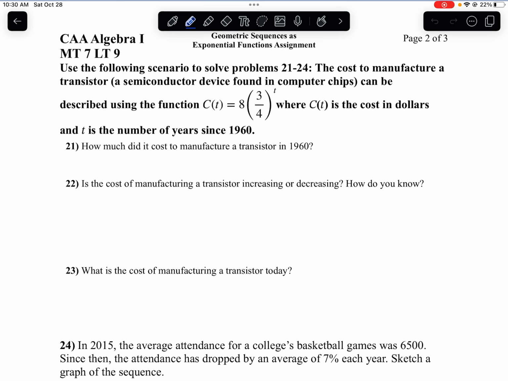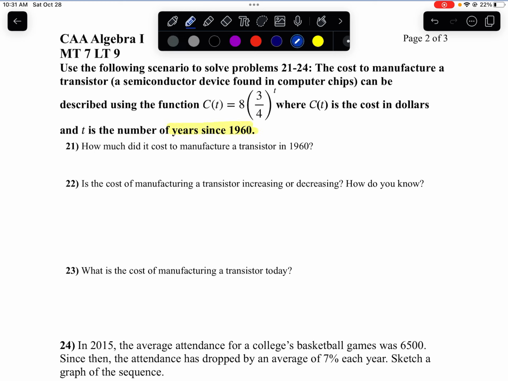Let's take a look at page 2 of your assignment. And the question is, how much does it cost to manufacture the transistor in 1960? Well, notice from the question, 1960 was the year it started. So we're going to say T would equal 0 in this problem. In other words, C of 0 is 8 times 3/4 to the 0 power. Well, anything to the 0 power is 1. So it will be 8, or more specifically $8.